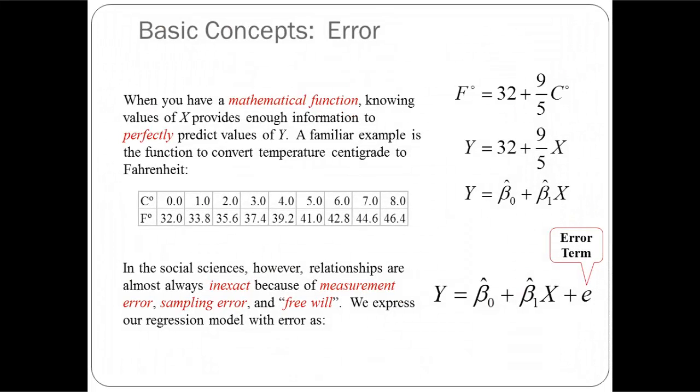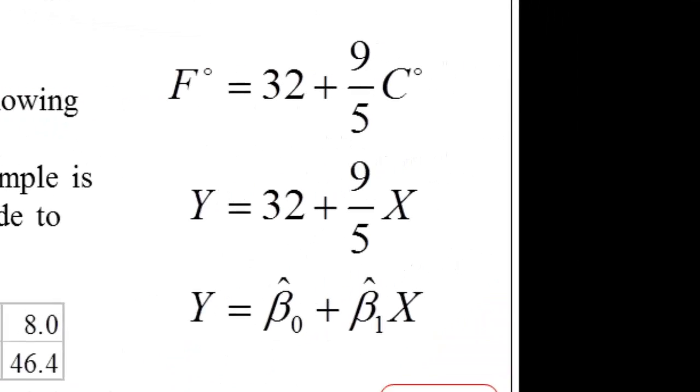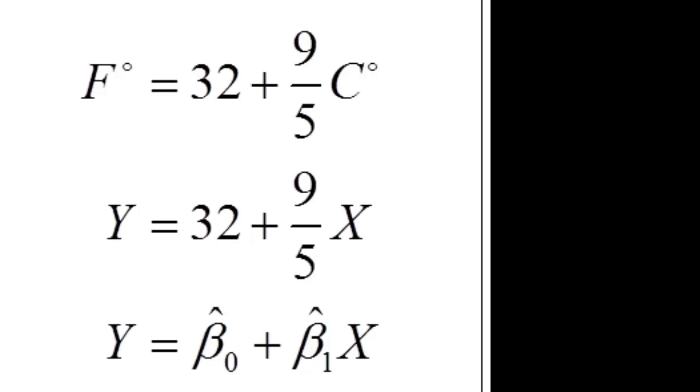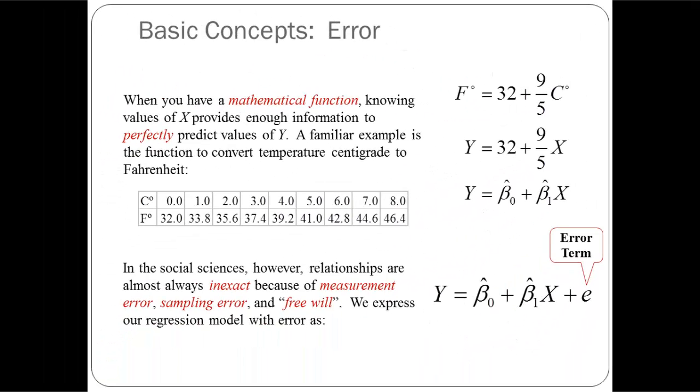What we're really describing above is a mathematical function, and again, you have some experience with mathematical functions. For example, you know that to convert from centigrade to Fahrenheit, you can use the formula that Fahrenheit is equal to 32 plus 9/5 times the centigrade temperature. And that fits our general model of y equals beta hat sub 0 plus beta hat sub 1x. The difference between this particular mathematical function and a statistical function is that there is no error. If you tell me the temperature in centigrade, I can perfectly tell you the temperature in Fahrenheit.